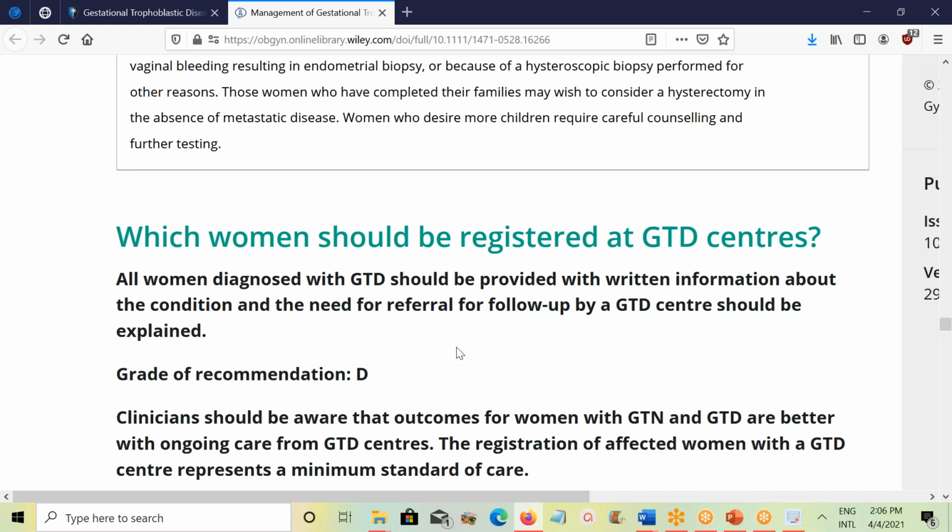Then another question they can ask you is who should be registered at the GTD center? All women who have been diagnosed with GTD should be provided written information about the condition, detailed counseling, and referral for follow-up by the GTD center, and there are better outcomes when the patient is receiving care from the GTD center. Obviously, why better outcomes? Because these people have been trained to treat these conditions. That's why we are sending them. So registration is the minimum required standard of care. They expect better care, but as a minimum, we should do at least this much. That is the point, okay?